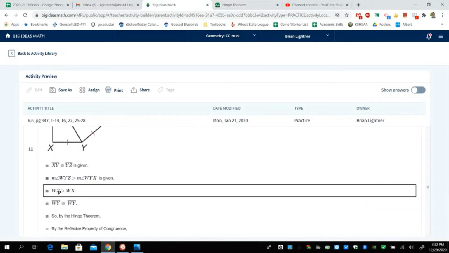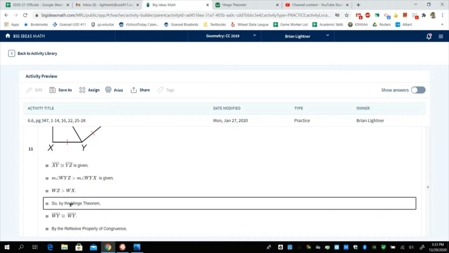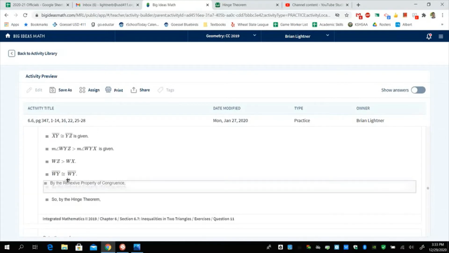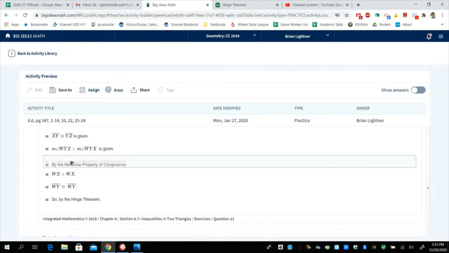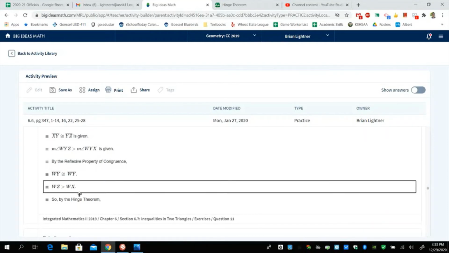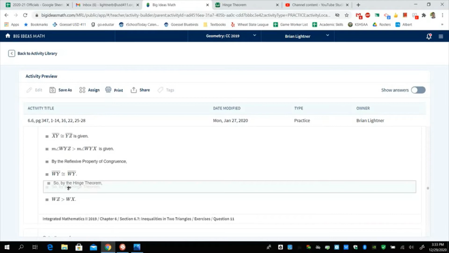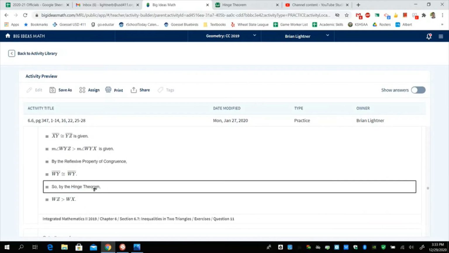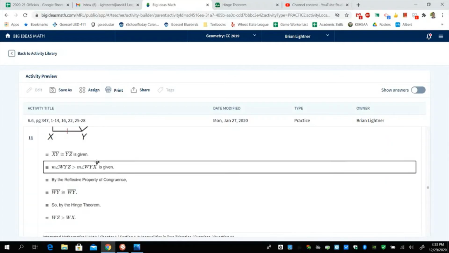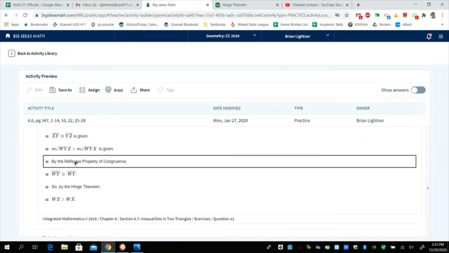Okay. And then you're going to have your reasons that have to follow some of these things. So anything that says "so" or "therefore," that's usually going to be a conclusion. So these statements need to come first. "By the reflexive property" is when you have something that matches itself, and "by the hinge theorem." Okay, so you can kind of follow that format right there; I kind of gave that one to you. The givens should go first.